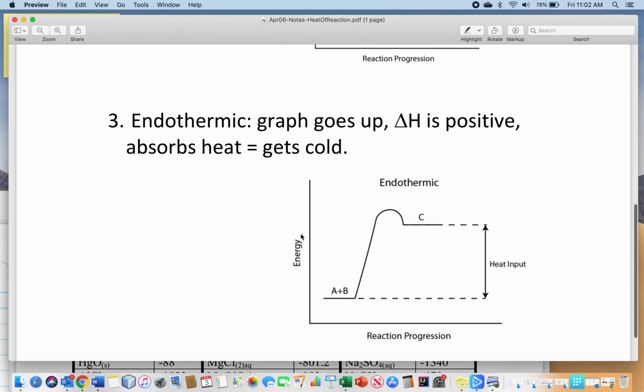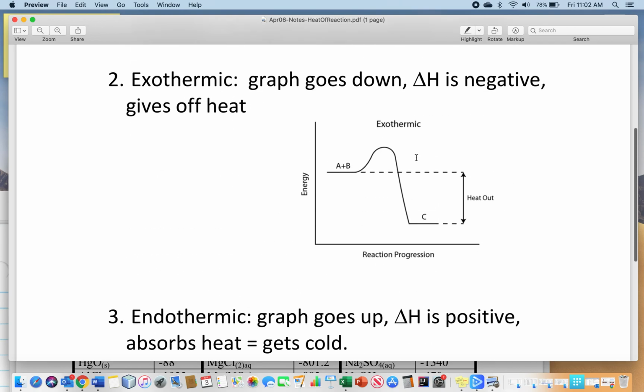So the reverse is the graph goes up because you're adding heat. When you add heat, it absorbs heat from the environment, so the substance gets cold. So delta H is positive, adding heat. All right, that's pretty straightforward.